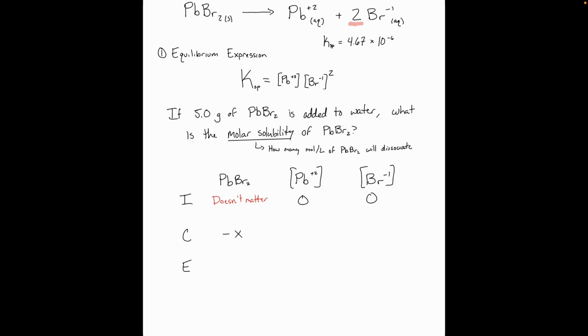What's going to be the change in my lead ion concentration? Plus x. And then what about my bromide ion concentration? Plus 2x. Awesome, right? Because I have this 2 in my balanced chemical equation. So for every 1 lead ion that's created, I'm creating 2 bromide ions.